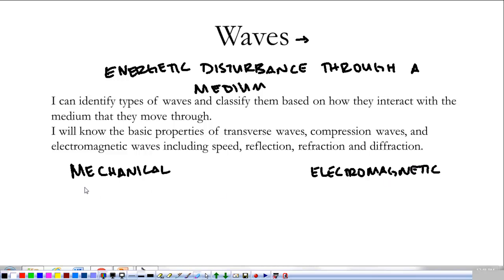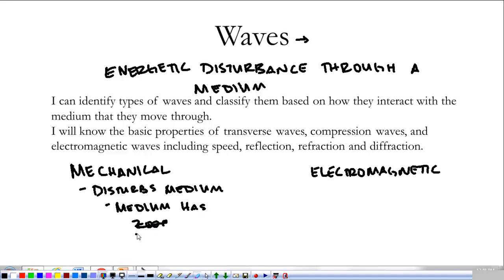And the big features of this: this moves through and disturbs a medium. And for a mechanical wave, our classification for transverse and compression is going to depend on how it disturbs the medium. But the important thing is here, the medium, I can't spell zero. The medium has zero displacement. It's moved and then it moves back to where it was. That's what's going on with a mechanical wave.